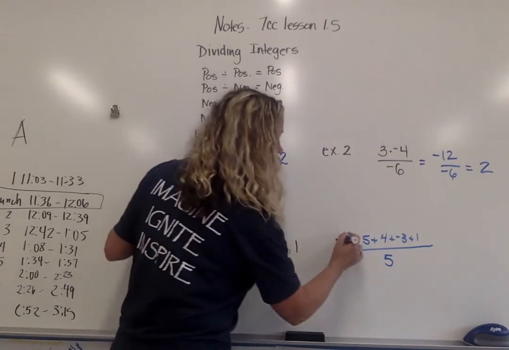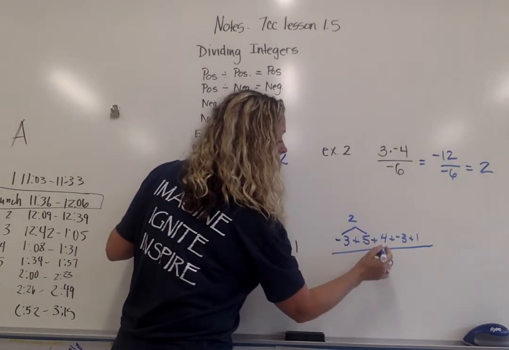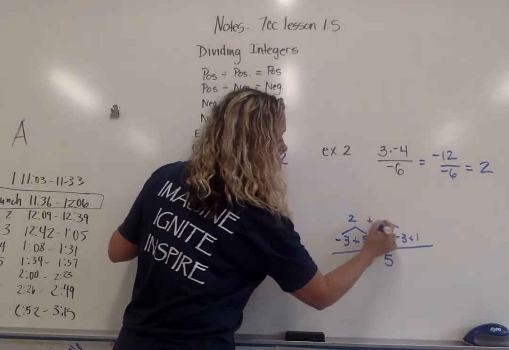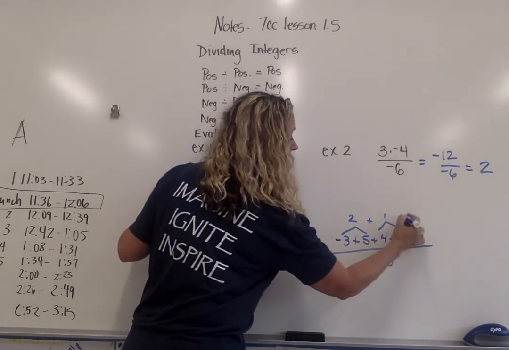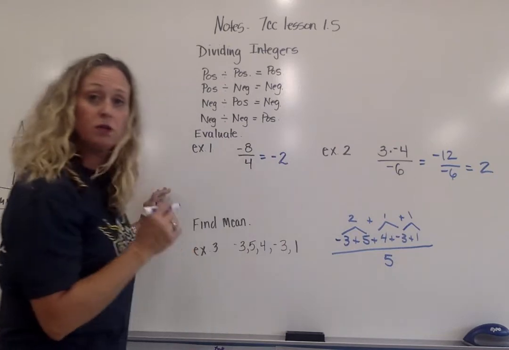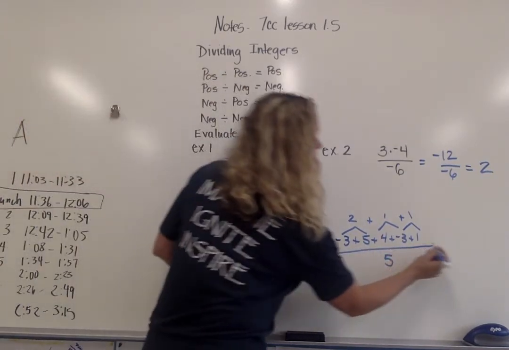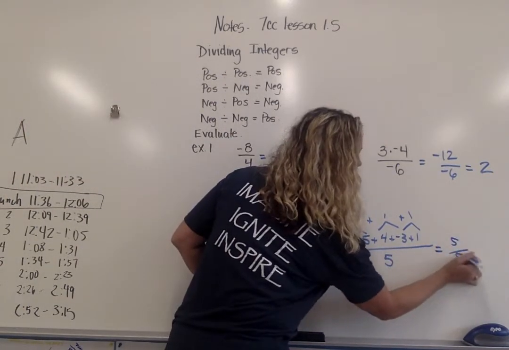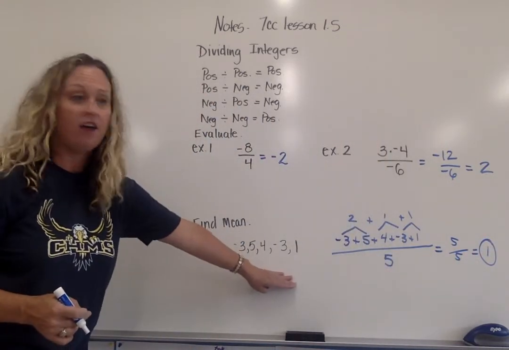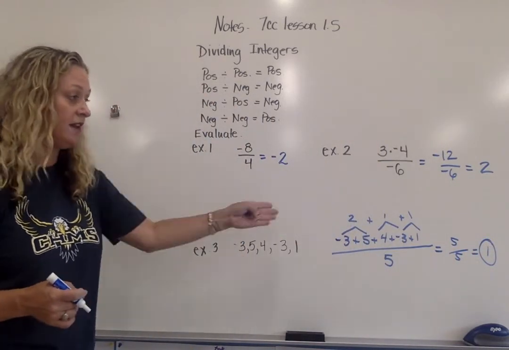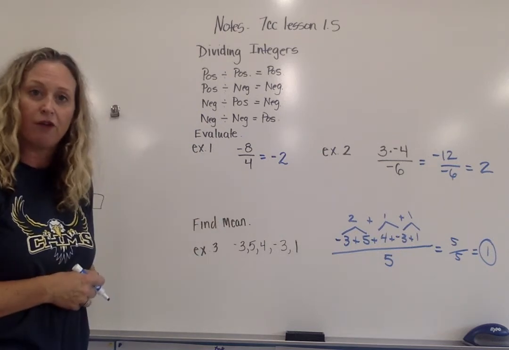Some of you will say, all right, well, that's 2. 4 plus -3 is 1. And then that's another 1. And I have 2 plus 1 plus 1 is 5. 5 divided by 5 is 1. So the mean of these 5 values is 1. I've added them up and I divided by however many there are.